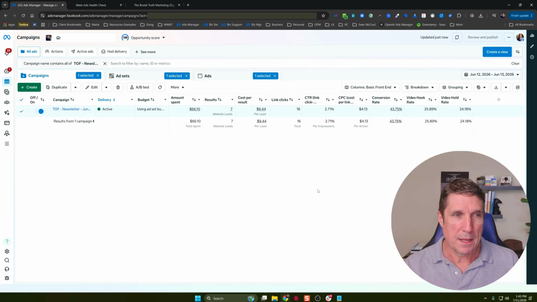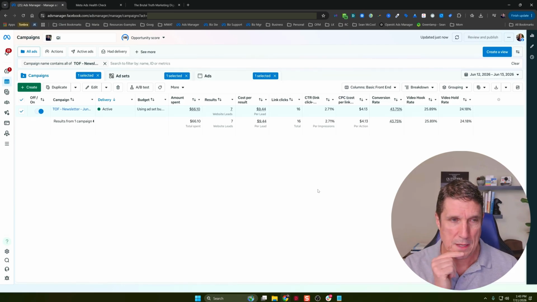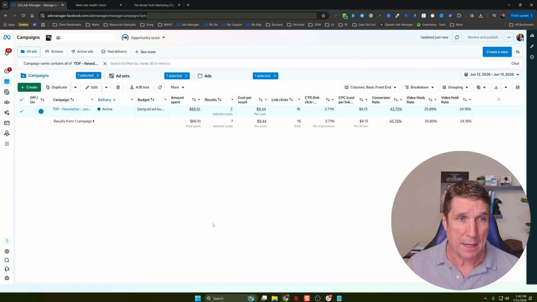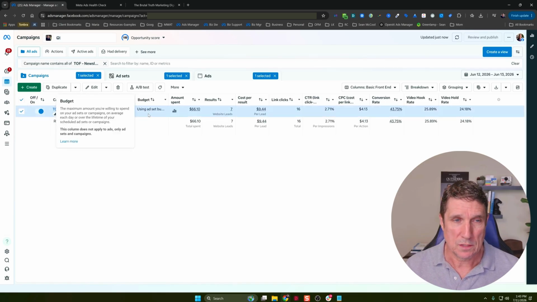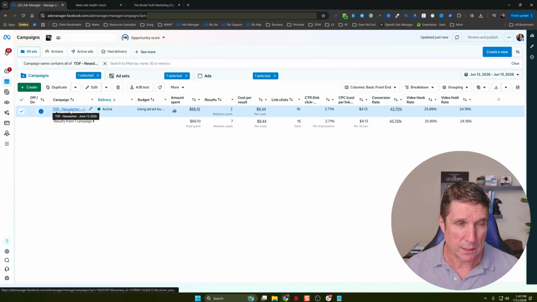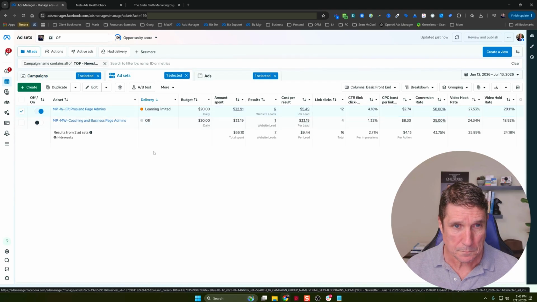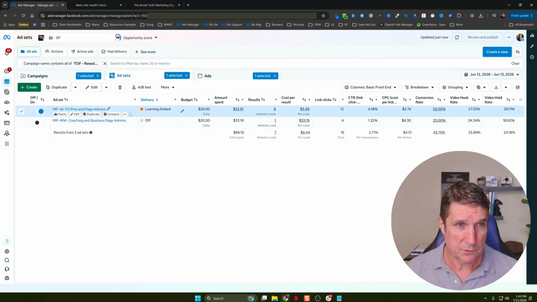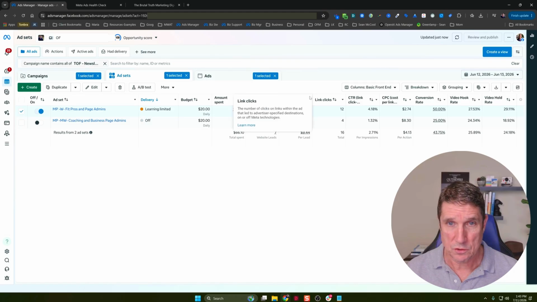So this is a campaign. I'm just showing the one campaign that I'm running to my newsletter, and I have the budget set really low. Now this is at the campaign level, where it says budget here, it says ad set. So it's not going to show you here. I'm going to click here so we can go to the ad set level. You can see I had 2 campaigns running here, and by the way, the dates are June 12th and 13th, so it's just 2 days' worth.